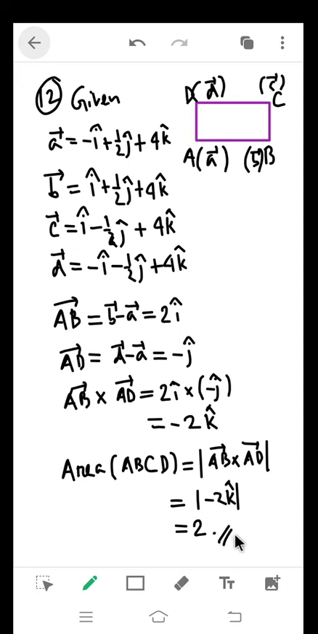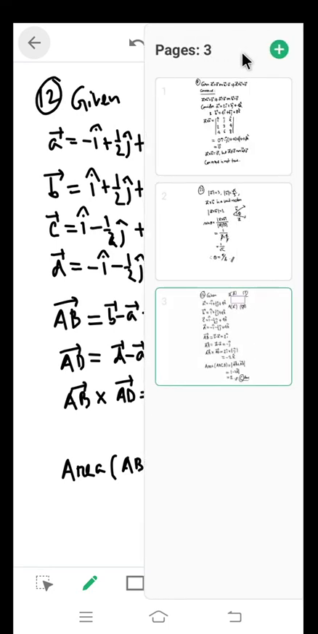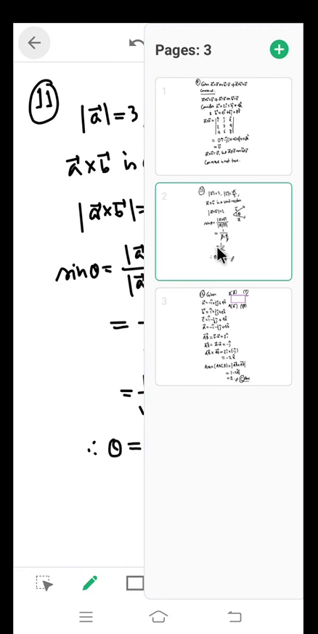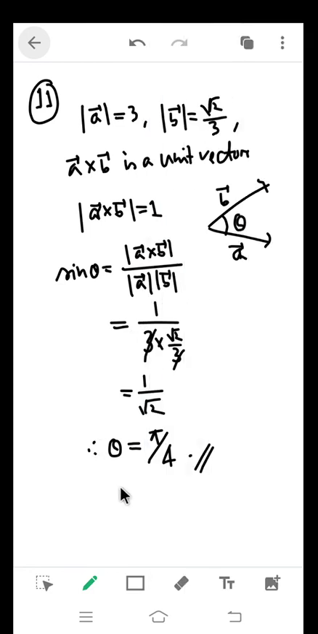So I think this is option C. So option C is correct. C is the answer in this case. But in the last question, what was the option there? Pi by 4, that is option B. So in that case, the answer was option B.